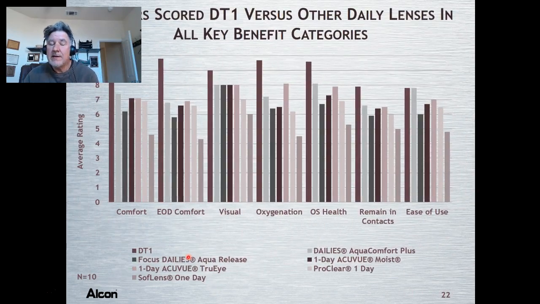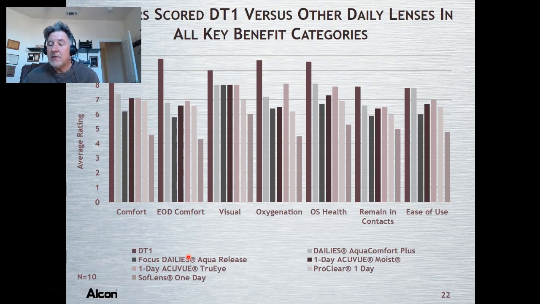We then looked at several different competitors in this space that Dailies Total One was competing with. And what we ended up doing was asking the advisors to rate these products on a 1 to 7 scale in terms of these individual benefits.